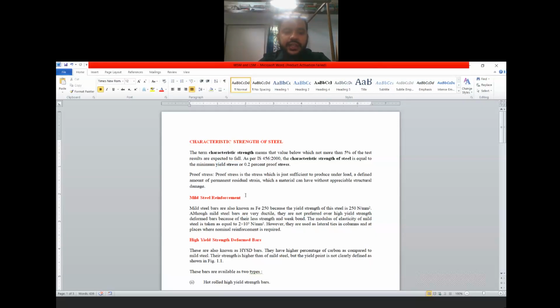Yield stress means it is the stress at which our elastic region ends and plastic region will start. Plastic region means in that region whatever deformation will be occurred, that will be permanent. Okay, if you remove the load also, then also the steel or that material will not come back to its original position.